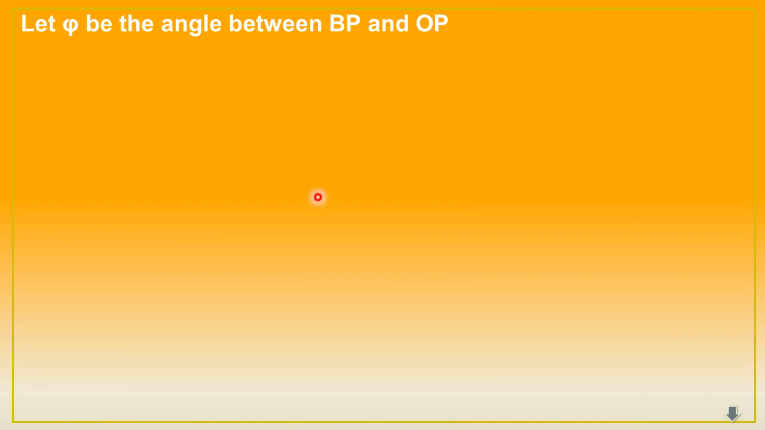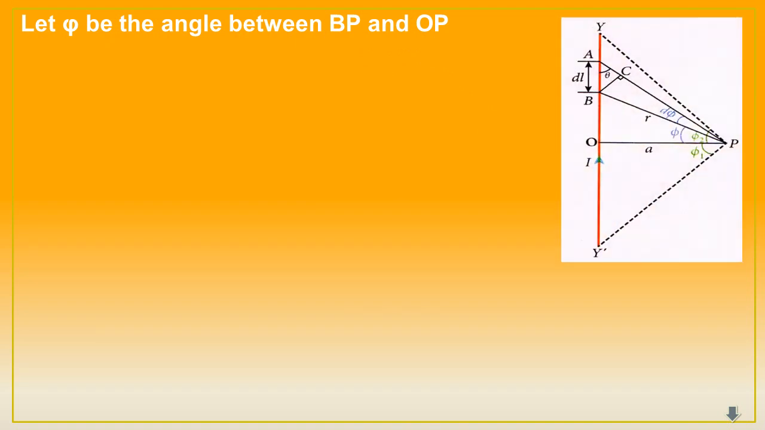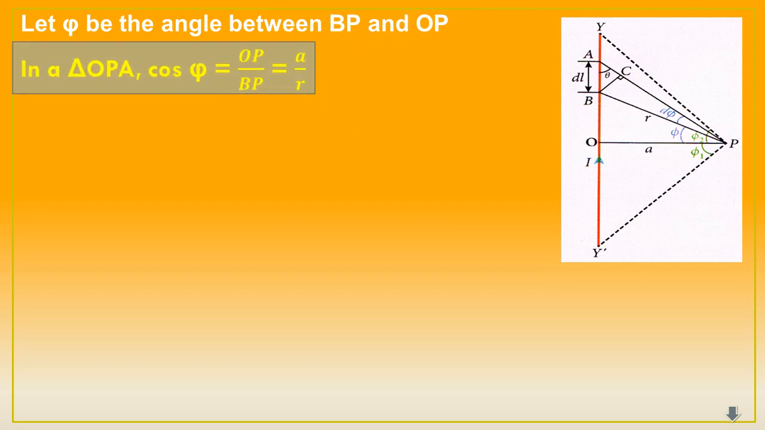Now let phi be the angle between BP and OP, which we can see in the diagram. Phi is the angle between BP and OP. Then in triangle OPA, again by the adjacent side by hypotenuse rule, we put cos phi is equal to OP divided by BP.